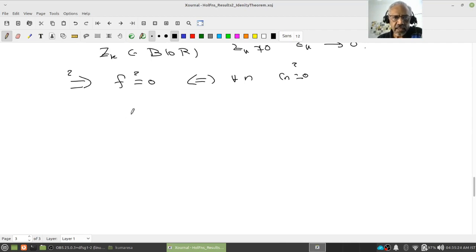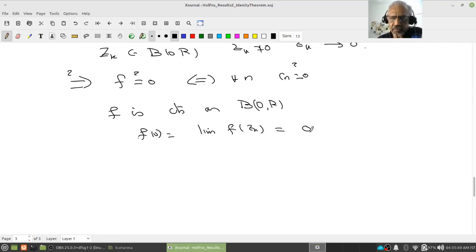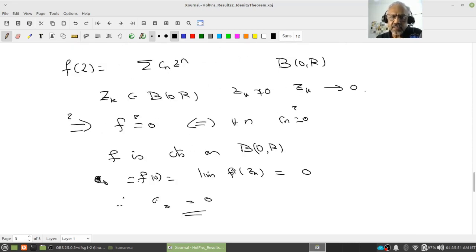Now f is continuous on B(0,R). Therefore, f(0) is the limit of f(zk), but that is 0. But f(0) is c0. Therefore, we have proved c0 is 0. So my idea is to prove by induction that all my Cn's are 0.